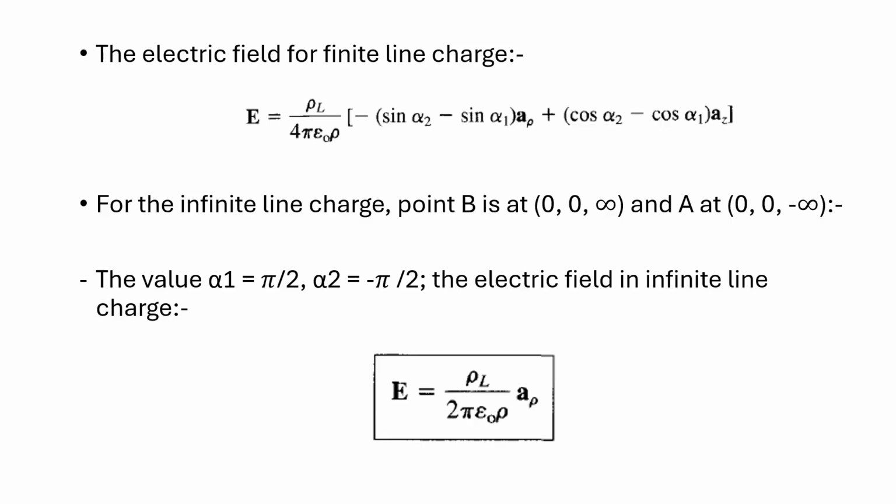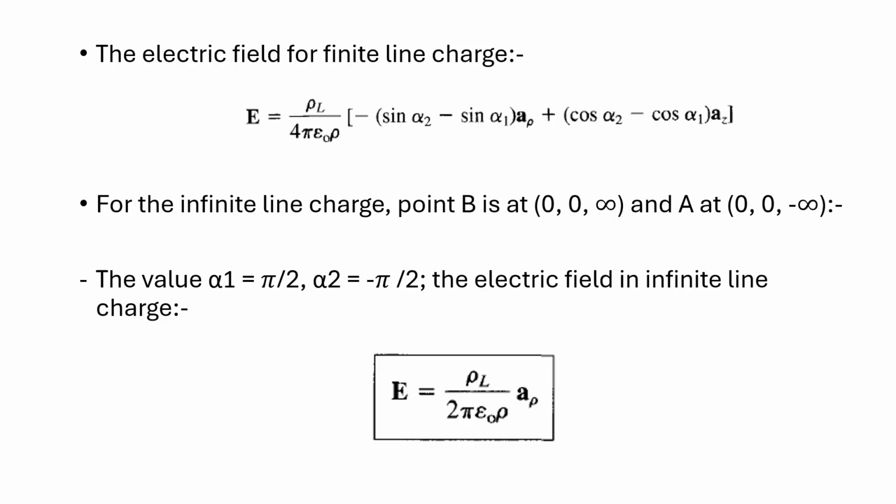Then the electric field for the finite line charge equals rho L, the line charge density, over 4 pi epsilon naught rho. Recall, this rho refers to the radius from the center. Then in brackets you have negative sine alpha 2 minus sine alpha 1 rho vector plus cos alpha 2 minus cos alpha 1 z vector.